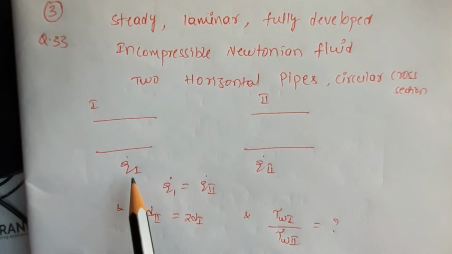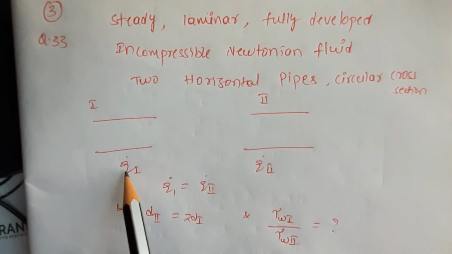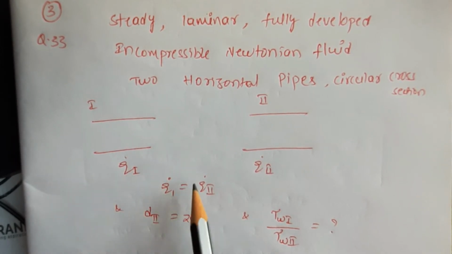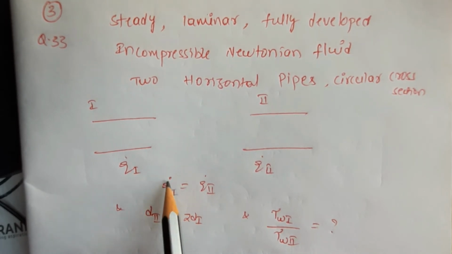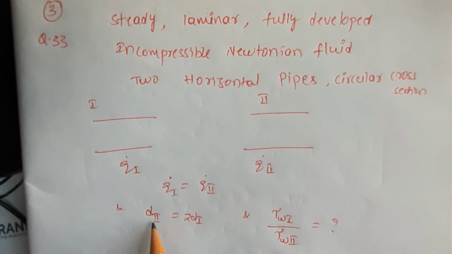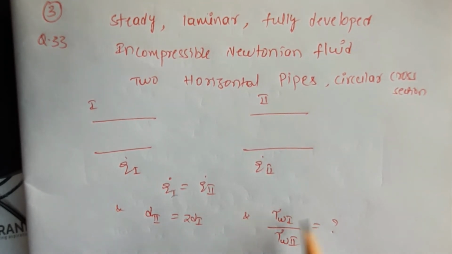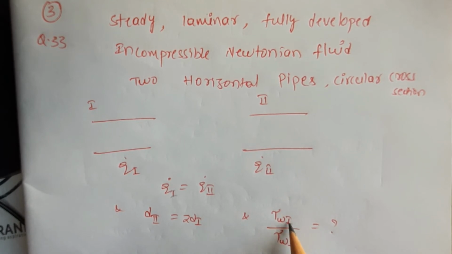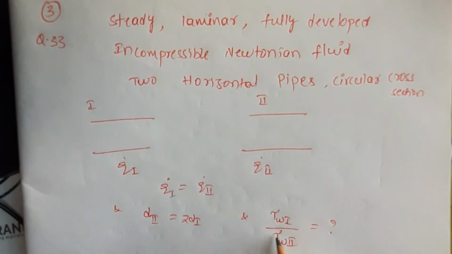That is, let's say Q dot is the volumetric flow rate. Q1 dot is the volumetric flow rate in pipe 1, similarly Q2 dot in pipe 2. And also given diameter of pipe 2 equal to 2 times the diameter of pipe 1. And they have asked us to calculate the ratio of the shear stress at the wall of pipe 1 to the shear stress at the wall of pipe 2. This ratio we have to find out.